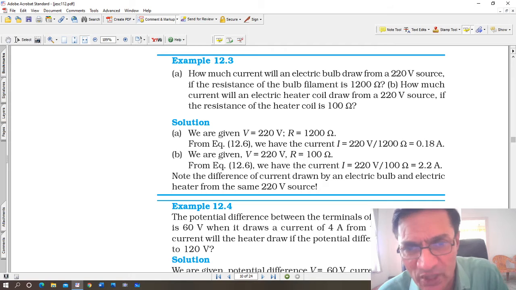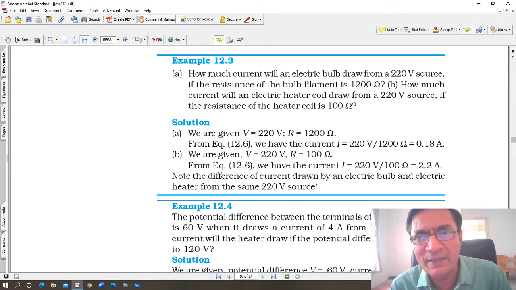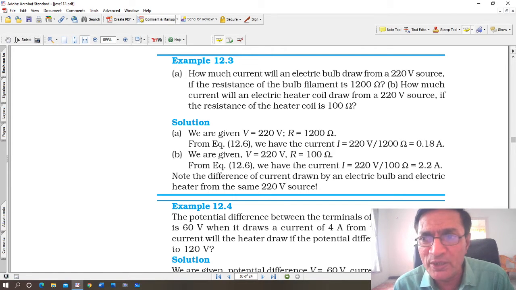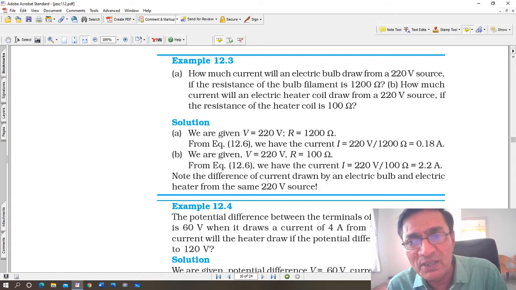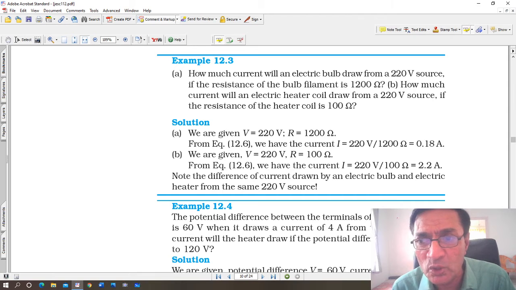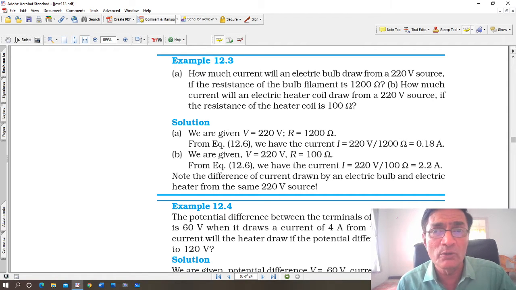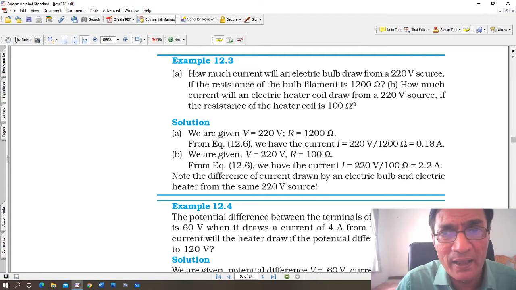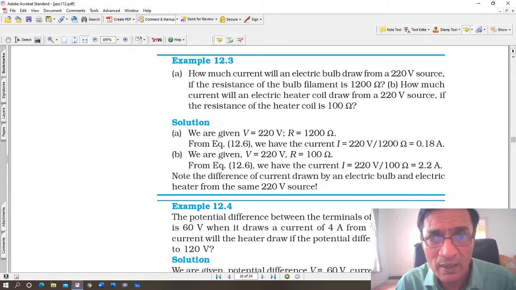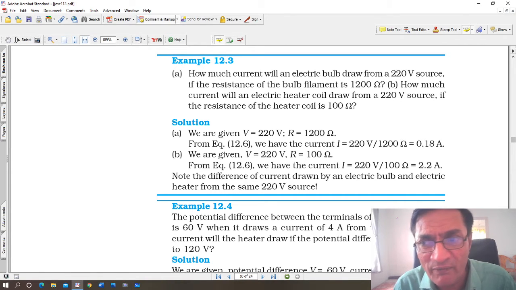Look at this first one. How much current will an electric bulb draw from a 220 volt source? So V is equal to 220 volts. If the resistance of the filament of the bulb is 1200 ohms, so R is equal to 1200. How much current? I is the symbol for current. We have to find I, V and R are given. So we can use Ohm's law. V is equal to I into R. So I is equal to V upon R, and you can simply find it very easily.